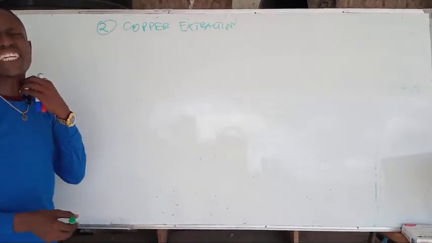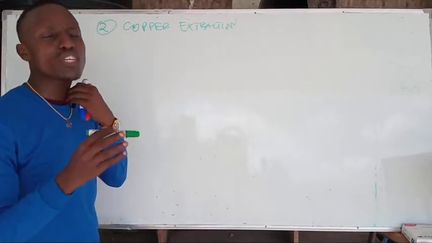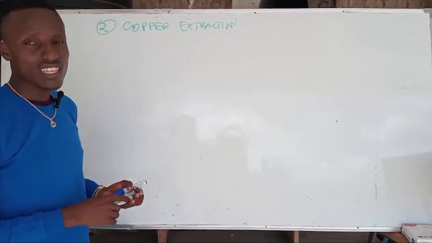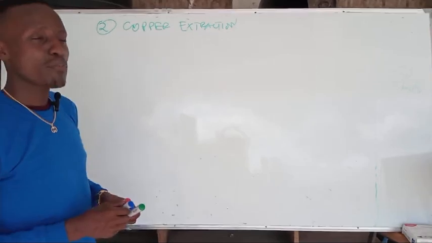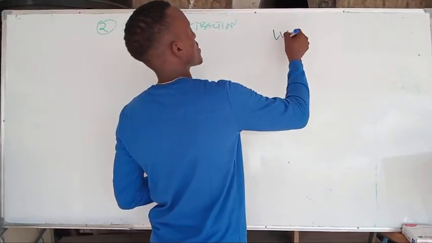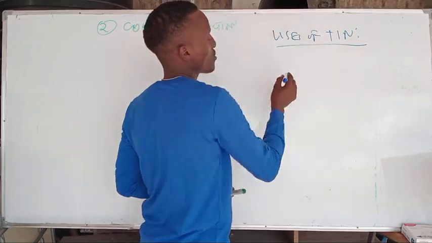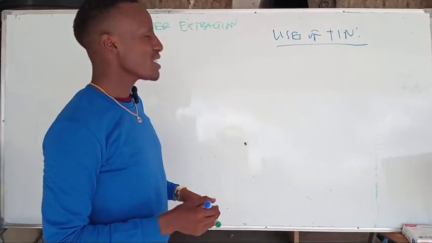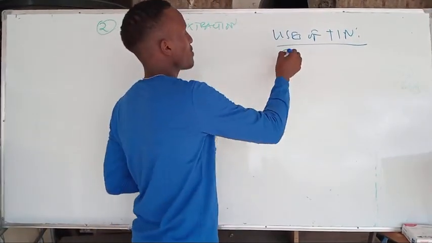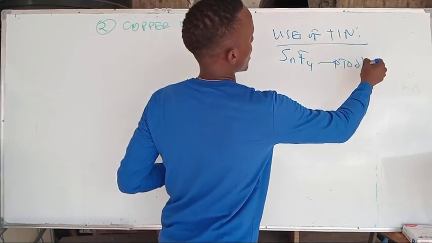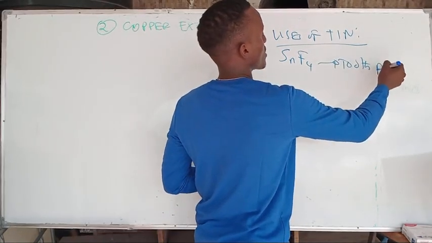Before I speak about the extraction, we need to know about the uses and the chemical properties. For every metal, and these selected metals, you need to know the uses. For example, let's speak about the uses of tin before I leave. What is tin used for? For example, we have tin fluoride, which is used in the manufacturing of toothpaste.